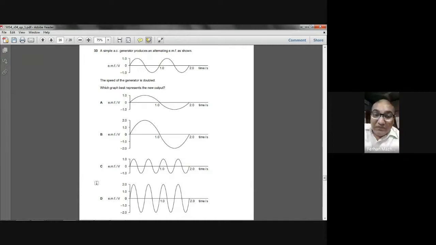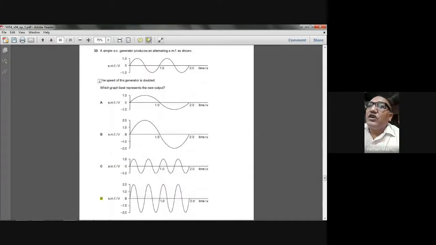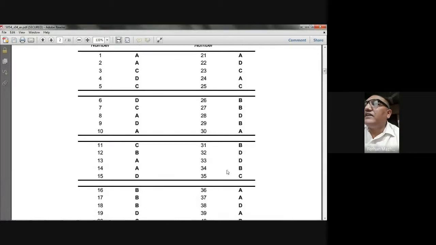So when you double the speed of your generator, what happens? Actually, the voltage becomes double and the time period becomes half. If on the display there were two waves in 2 seconds, now there will be four waves in 2 seconds. So I think D is the right option, sir. Question number 33, D is the right option.